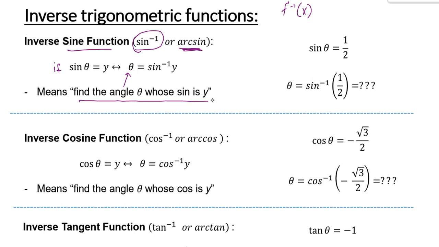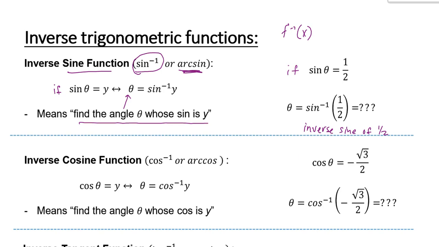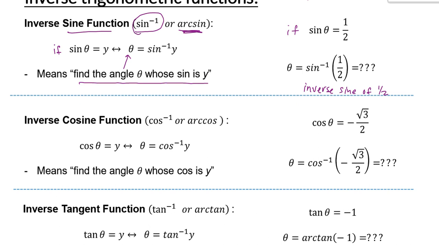Now that wordy stuff, here's an example. If I tell you that the sine of theta is 1/2, then theta is equal to the inverse sine of 1/2, which would be, let's go look back in our table. Looks like for 1/2, it's at 30 and 150. So you would say that theta equals 30 and 150.